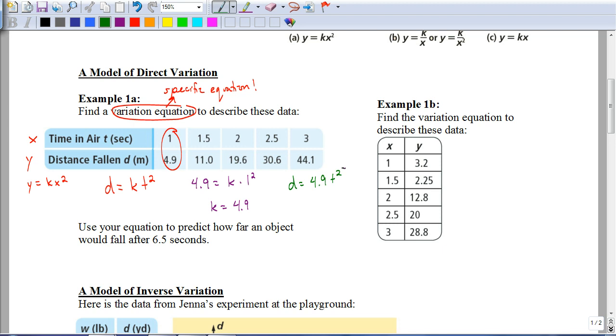Now, you don't want to just assume that you have the right answer, because what if this was supposed to be a straight line? What if there wasn't supposed to be an exponent here? This equation that we have here should give us approximately all of these answers. So if on your calculator you took 4.9 times 2 squared, you should get something close to 19.6. So let's check that.